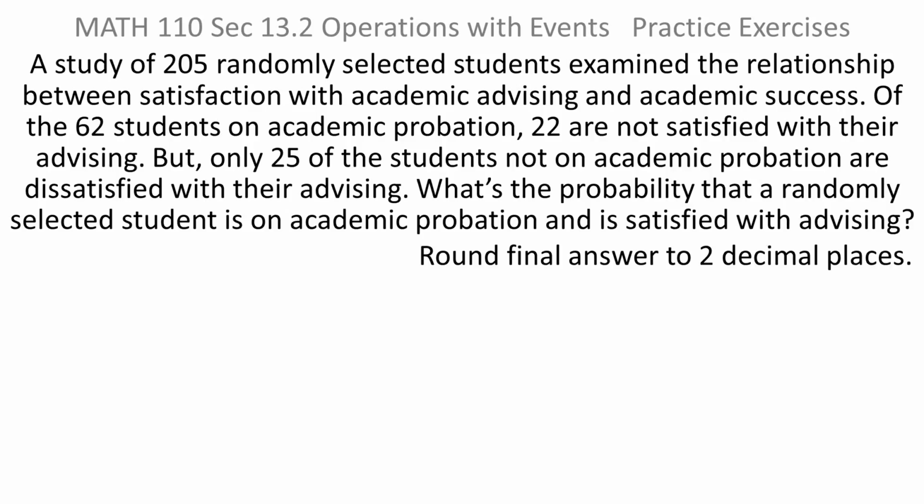A study of 205 randomly selected students examined the relationship between satisfaction with academic advising and academic success. Of the 62 students on academic probation, 22 are not satisfied with their advising, but only 25 of the students not on academic probation are dissatisfied with their advising. What's the probability that a randomly selected student is on academic probation and is satisfied with advising? And we want to round the final answer to 2 decimal places.